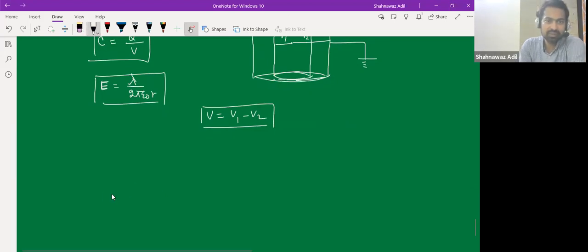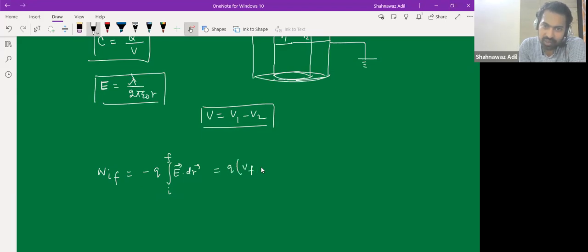So you guys revise, right? So work done in bringing a charge from initial point to final point was what? This was minus Q E dot dr, from initial to final. And then this was Q times V final minus V initial. So Q got cancelled and potential difference was minus the integral from initial to final of E dot dr. This was the potential difference, right?